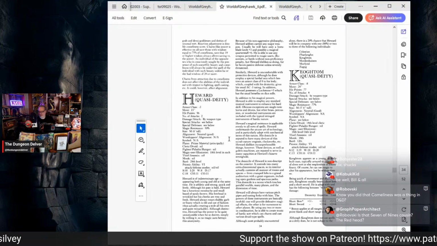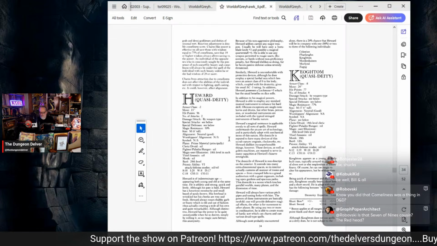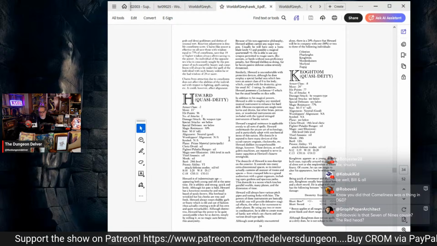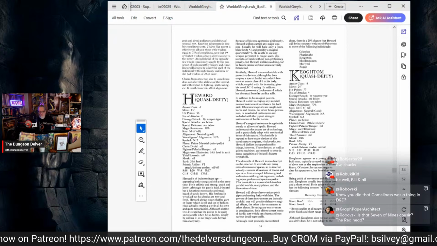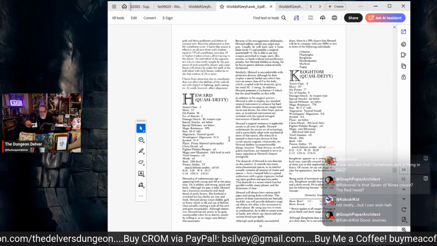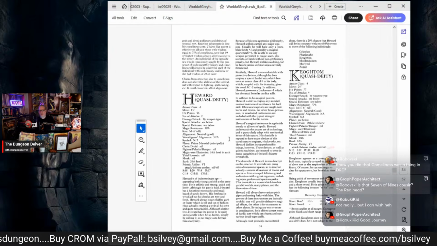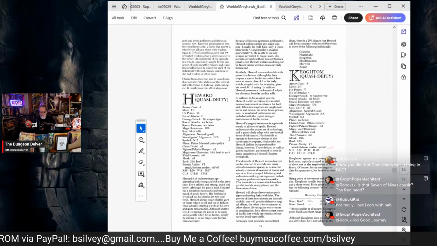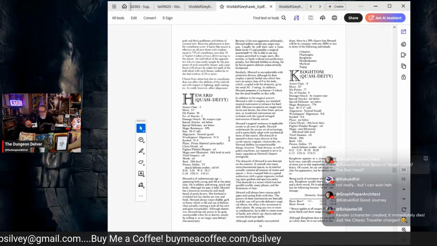Did you know that comeliness was a stat that was originally given in the World of Greyhawk box set? In 1983, TSR released the World of Greyhawk box set. This included several new locations and locales given for campaign settings, but also, most importantly, in the Greyhawk Gazetteer, it listed comeliness as a stat that could be added to characters.